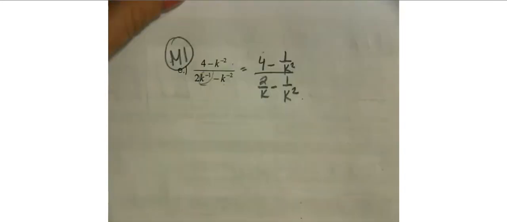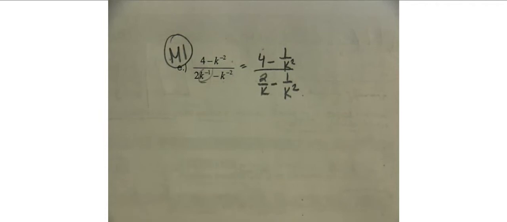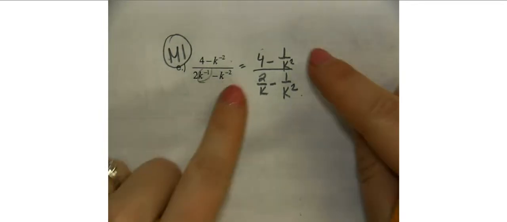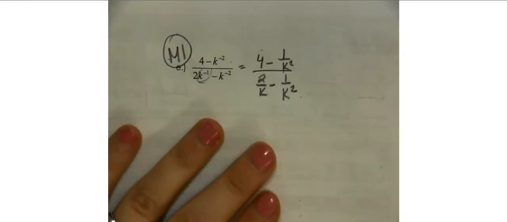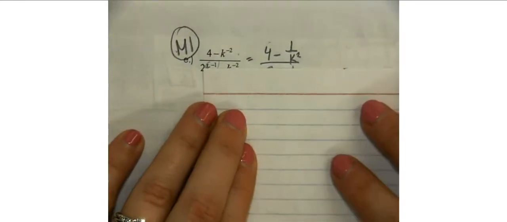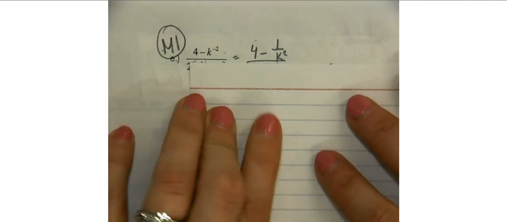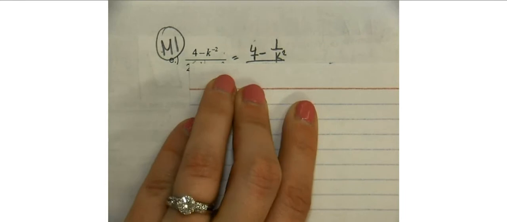So here I have a complex fraction. So now my goal is to change the numerator and the denominator to be single fractions. So I'm going to work with the numerator first. Technically, 4 is a 4 over 1. So I can rewrite that as 4 over 1. So between 1 and k squared, my least common denominator is going to be k squared.